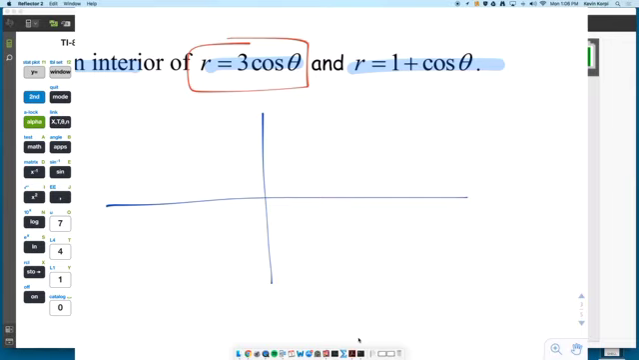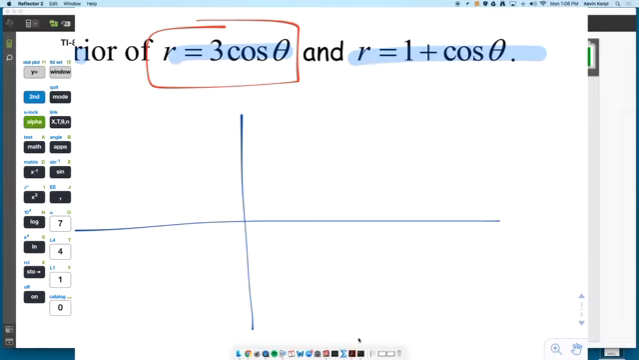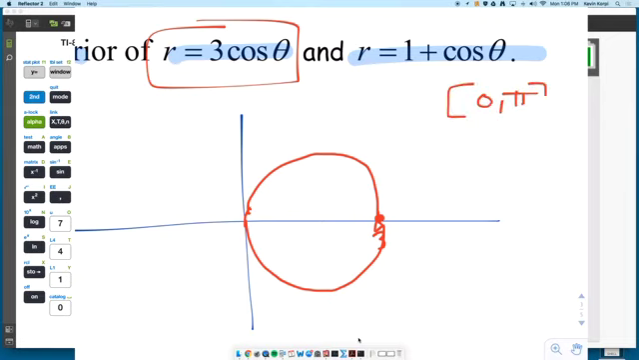What can you tell me about 3 cosine of theta? It's another circle, off-centered, with what symmetry? X-axis. So again, if you point due east when theta is 0, cosine of 0 is 1 times 3 is 3. So it starts at 3, and then it's going to trace around like this, from 0 to pi/2, and then it's going to come around here, and it's going to finish up. This one traces out again from 0 to pi.